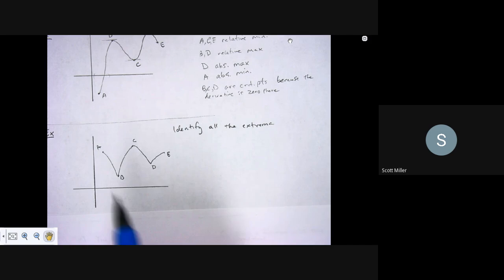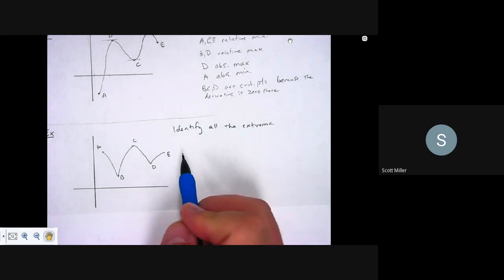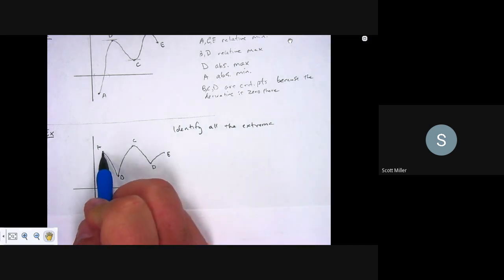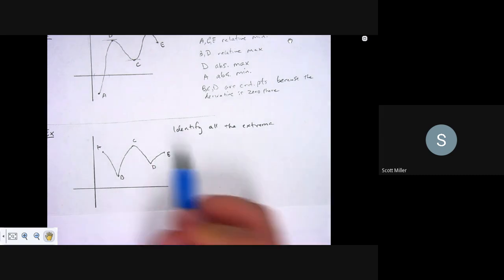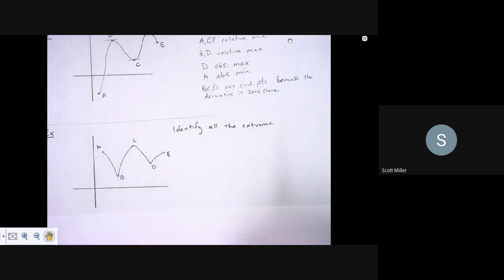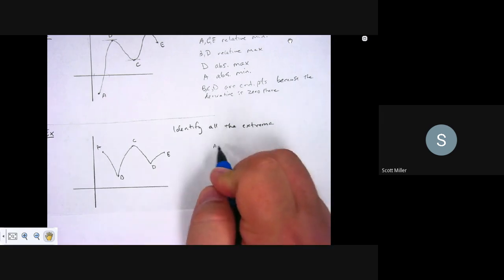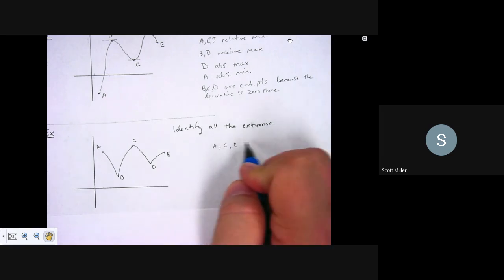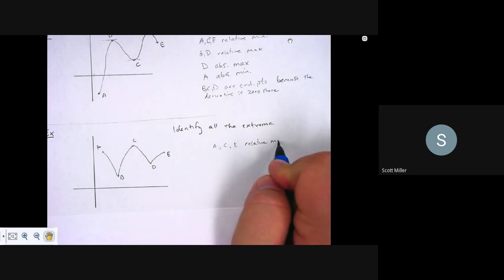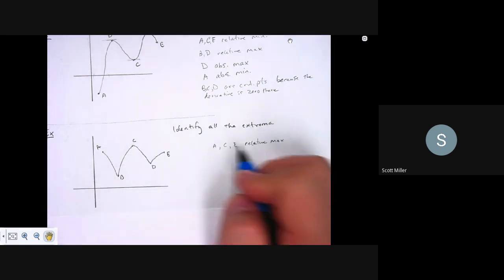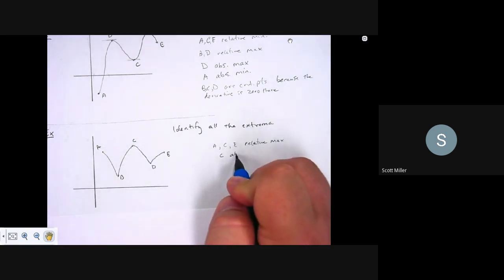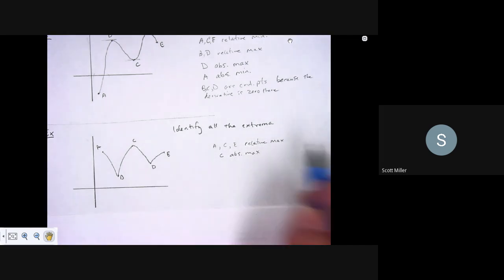So if I look over here, what do I have here? I have A and E and C are all relative maxes. So A, C, and E are relative max, but C is the highest one. So C is also the absolute max of this function.